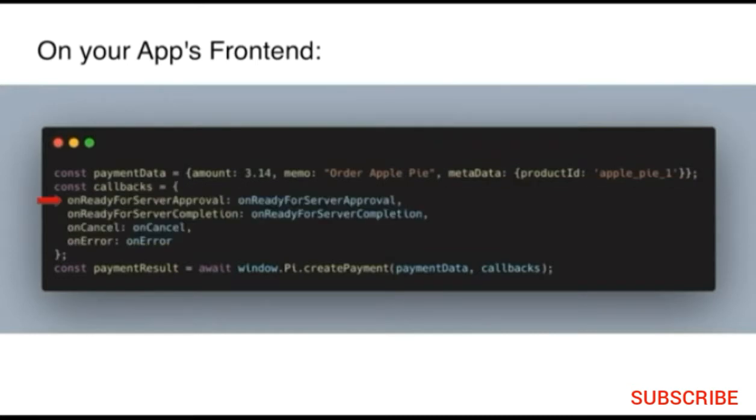onReadyForServerApproval is a function that gets called when the payment ID is ready. Using this function, you need to pass payment ID and other relevant data to your app server. Then on your server, you should reserve an item for the user who's about to buy it and let Pi server know that you are ready to proceed. In other words, you need to make sure that your server is aware of the current payment through this function.